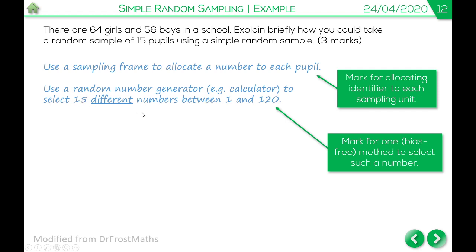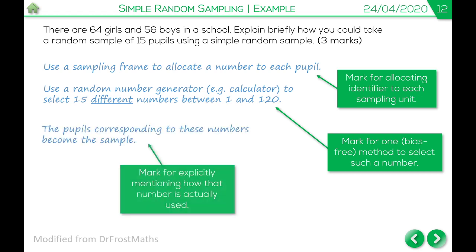So if you were generating the numbers on your calculator and you were going between 1 and 120, and in your sample the number 6 came up twice, the second time it came up you would discard it, so that you end up choosing 15 different numbers. And the numbers that you choose, you match them up to the sampling frame, and they are the people that become your sample. Okay, so they are the 3 things that you would have to mention to get the 3 marks in this question.